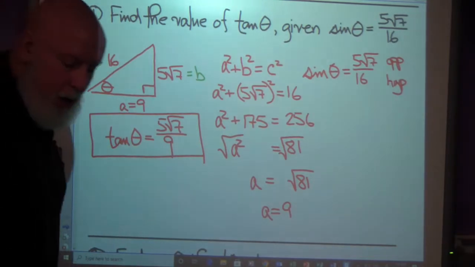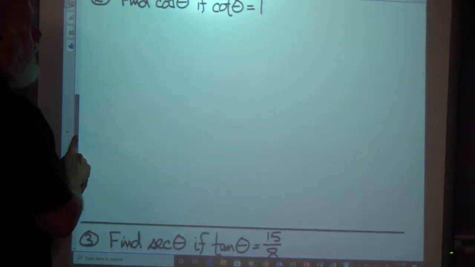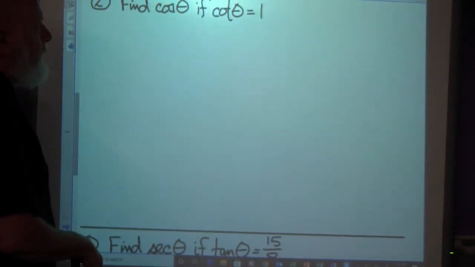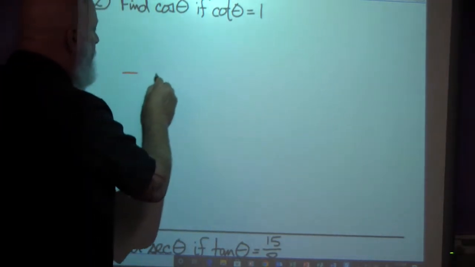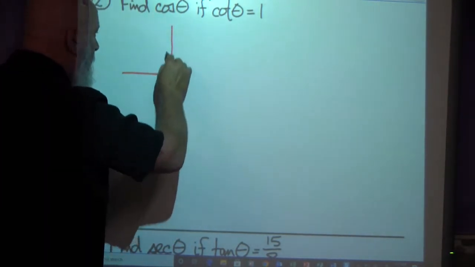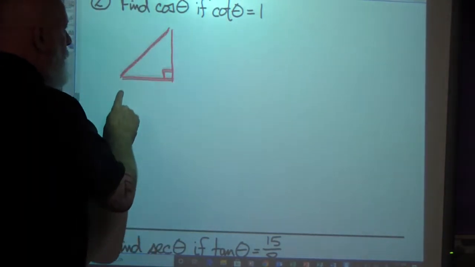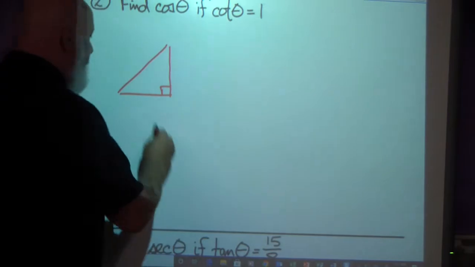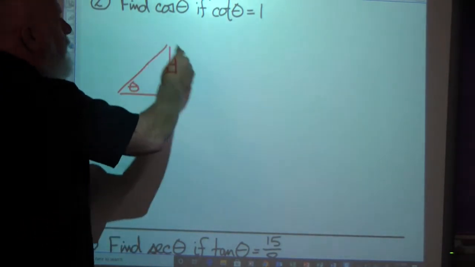Okay. Let's take a look at another one. Find the cosine of theta if the cotangent of theta is 1. So again, I'm going to draw a little right triangle. I'm looking for theta, so I'm going to stick a theta somewhere. There's a nice place for a theta. And it says that the cotangent of theta is 1.